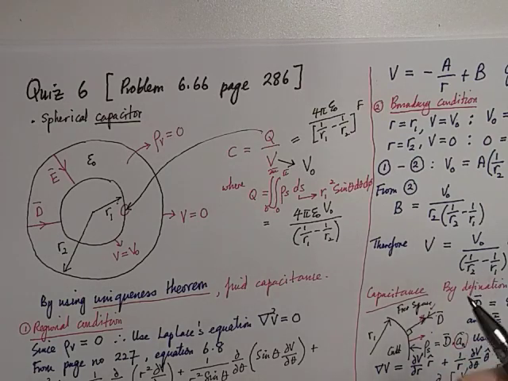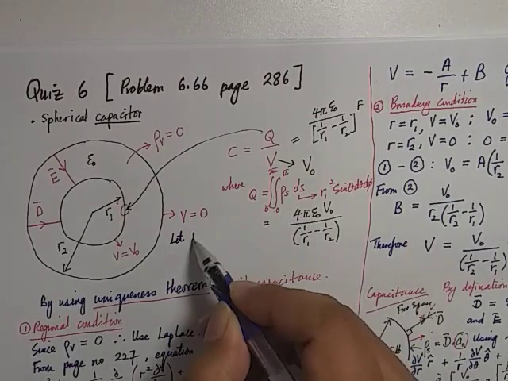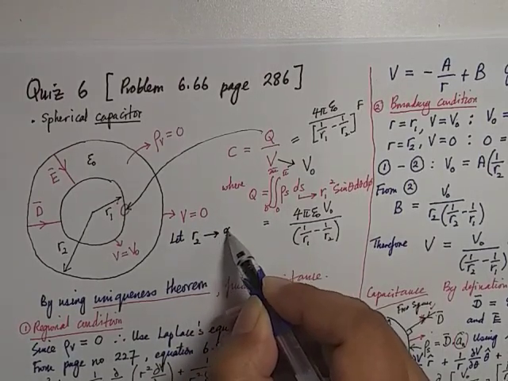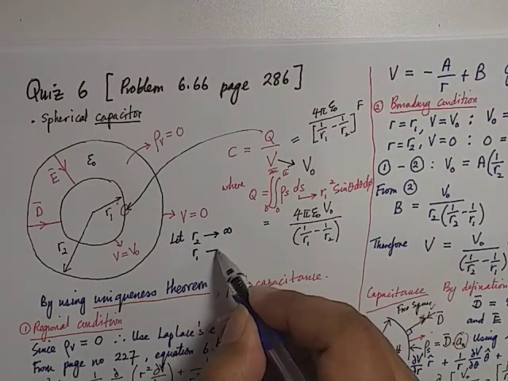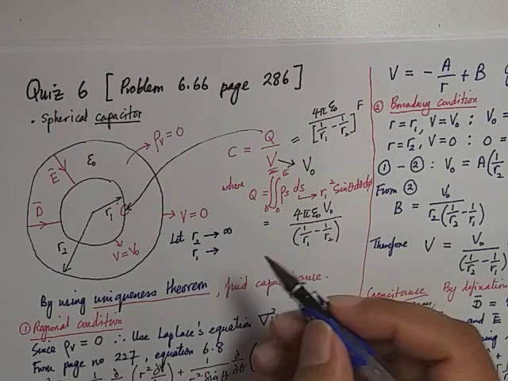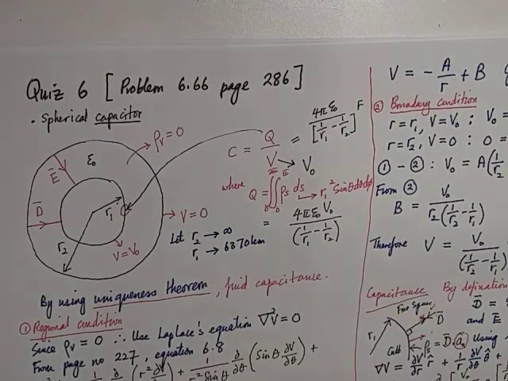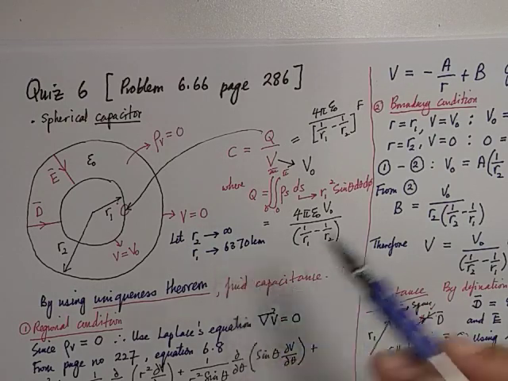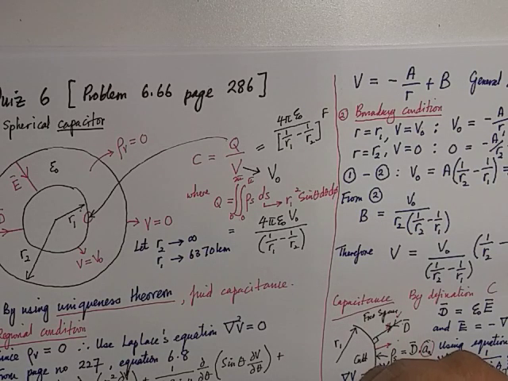In our case, when we want to solve the problem, we have to assume, let R2 be located at infinity, and R1 is given by the radius of our Earth, 6,370 kilometers. When you substitute this value into this particular equation, inshallah you're going to get the solution. So that's how you solve this problem.